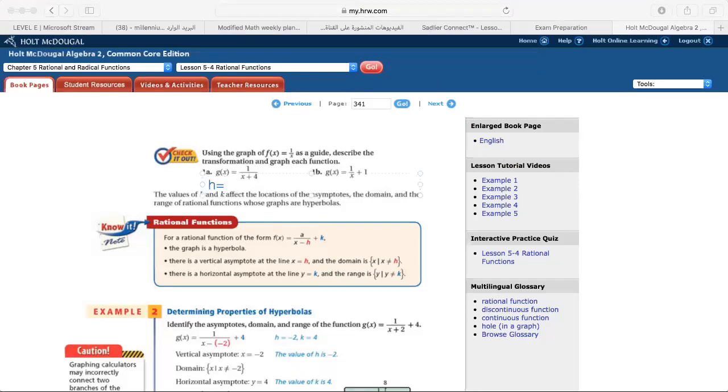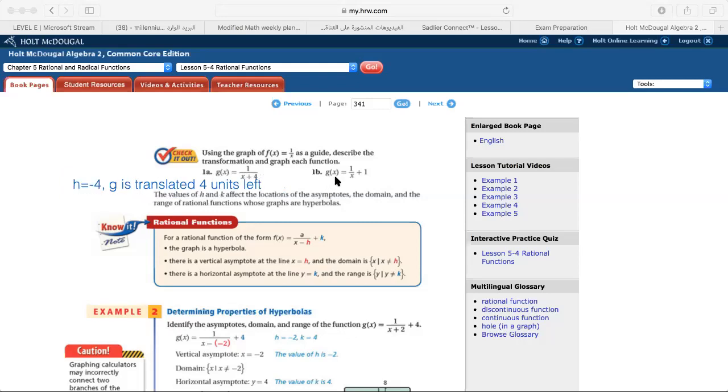h is equal to negative 4, which means g is translated 4 units left because h has a negative sign. So it is translated 4 units left because it is a horizontal translation, and h has a negative value, so g is translated 4 units left.